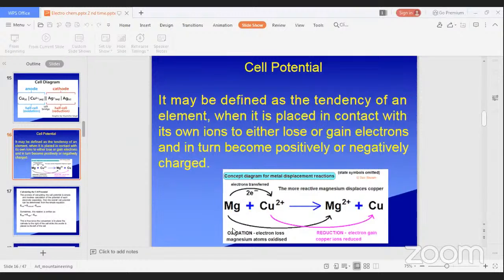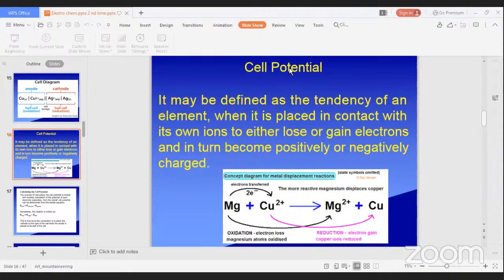For example, I am taking magnesium sulfate solution and a magnesium electrode. Based on the nature of the electrode, it may undergo oxidation or reduction. Magnesium's nature is that it always loses electrons. So by losing electrons, what will be formed? Magnesium to Mg2+. That means the process undergoing is losing electrons, so magnesium undergoes oxidation. Oxidation means it is losing 2 electrons.